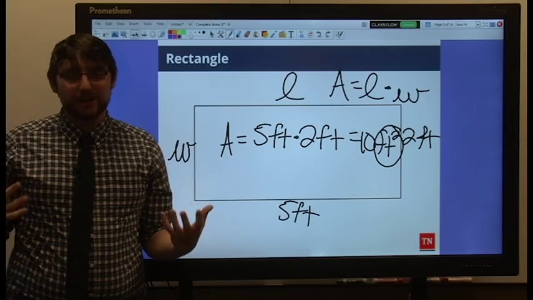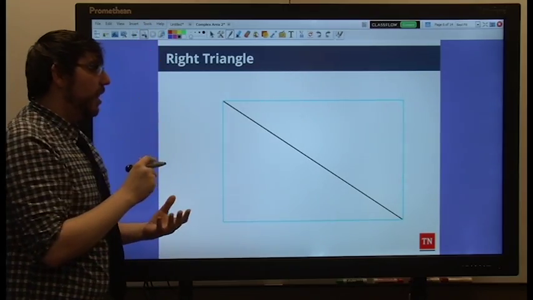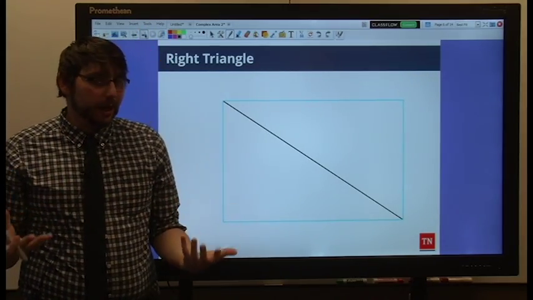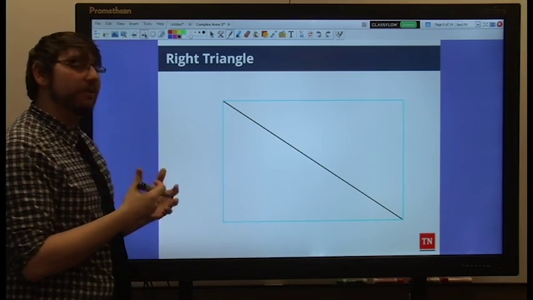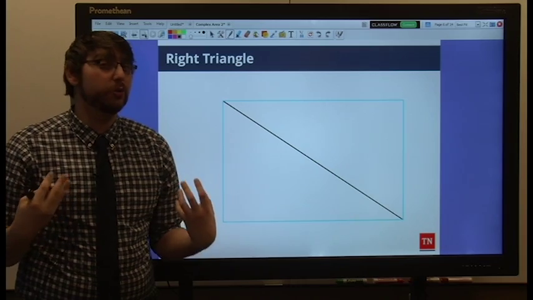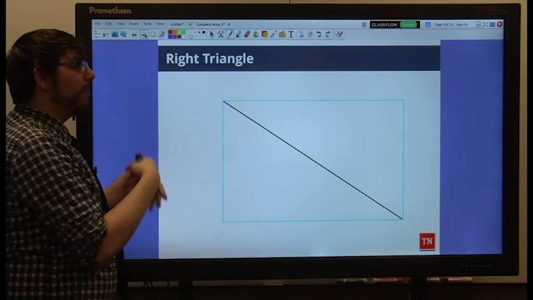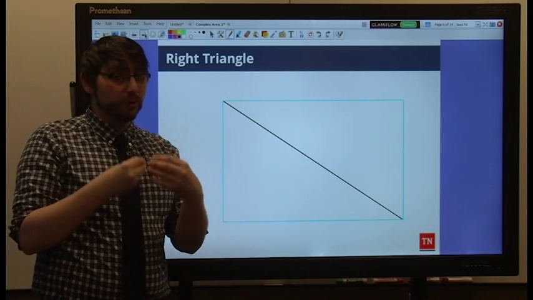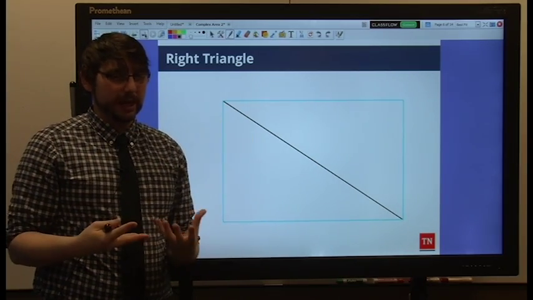Let's talk about our next shape in question. If you just look at the blue outline, you're looking at a rectangle. Well, if you were to cut that rectangle in half by putting a diagonal through it, you essentially create two triangles. Now, what that boils down to is it takes two triangles to create one rectangle.